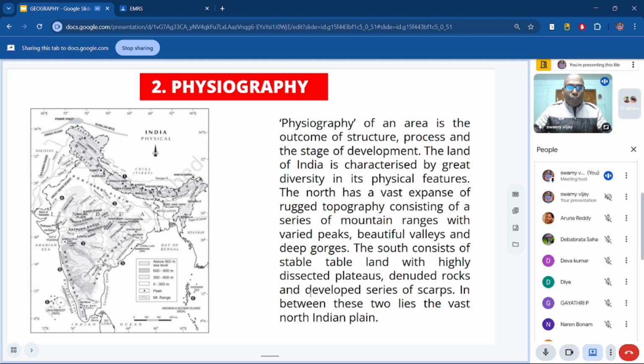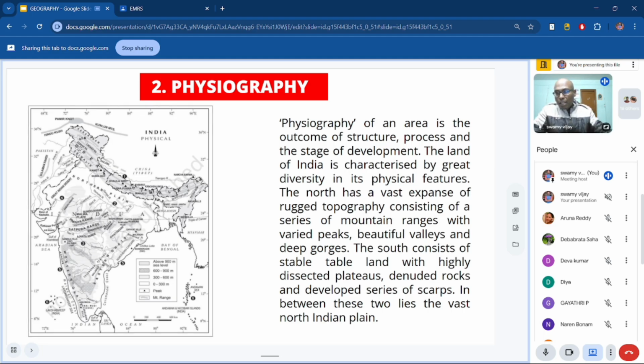So what is physiography? Physiography of an area is the outcome of structure, process and the stage of development. The land of India is characterized by great diversity in its physical features. The north has a vast expanse of rugged topography consisting of a series of mountain ranges with varied peaks, beautiful valleys and deep gorges. That is North India. The south consists of stable tableland with highly dissected plateaus, denuded rocks and a developed series of scarps. In between these two, the vast North Indian plain.